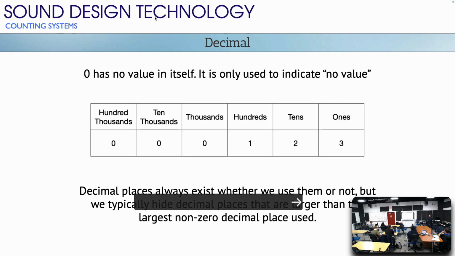Okay. There's another really important point here that will become even more important when we start looking at the different numbering systems, is that 0 does not have a value. Okay? When you put a 0 in one of those slots, it just represents that there is no value for that slot.